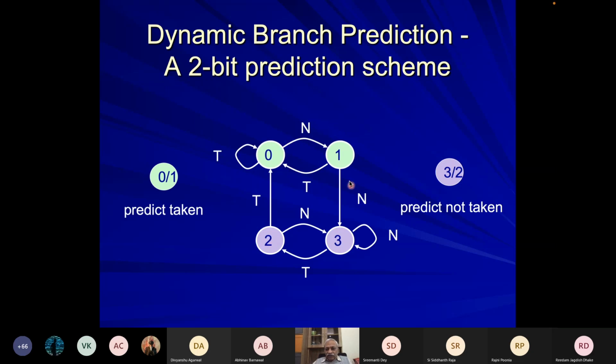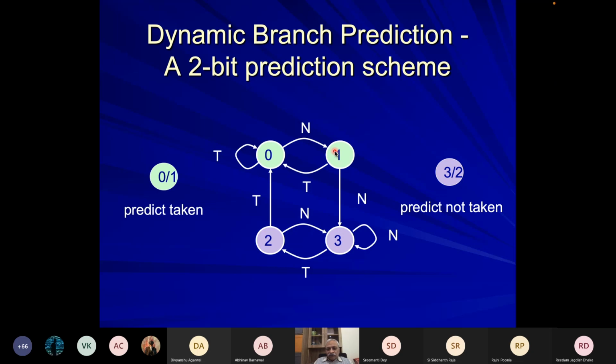So let's understand this finite state machine. These are the states. 0 and 1 are the 2 states where we predict that branch will be taken, and these are the 2 states where we predict branch will not be taken. And we make state transitions depending upon the actual branch outcome. So you make a prediction, but then see what actually happened, and based on that you update the state.